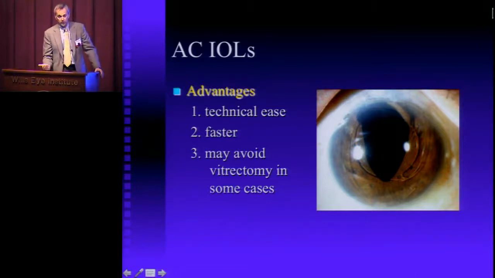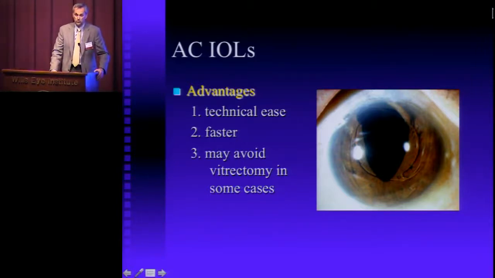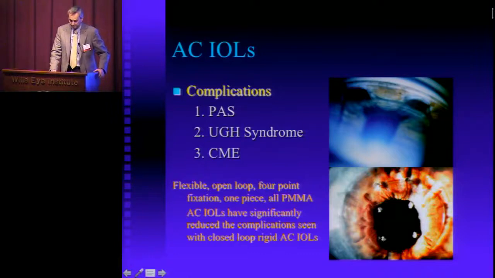So if you have no posterior capsule and a reasonably normal iris and angle, then I think it's a no-brainer that an anterior chamber lens is where you should go. And in a patient that has a severely dislocated posterior chamber lens, I usually just take out the posterior chamber lens and we'll put in an anterior chamber lens. And the new four-point fixation anterior chamber lenses are really hard to find fault with.